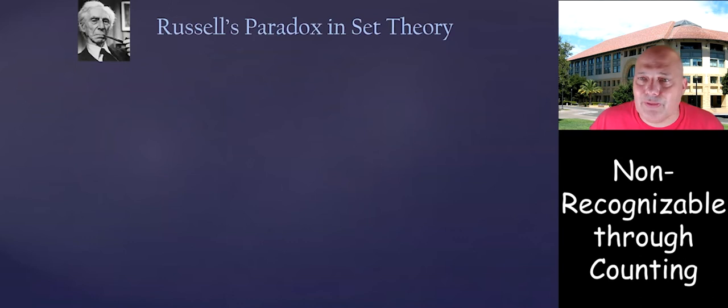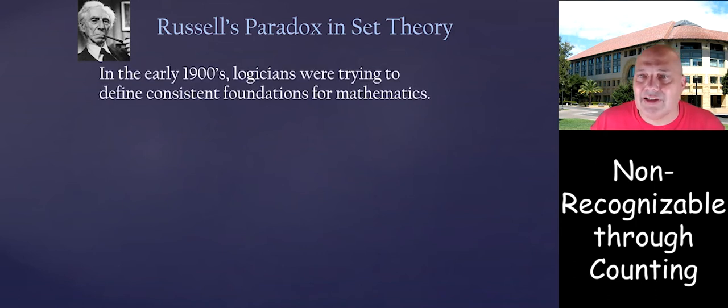I want to very briefly say that this idea comes up in other contexts even earlier, and I want to mention Russell's paradox in set theory, which is highly related to this notion that there is no onto function from sets to their power set.